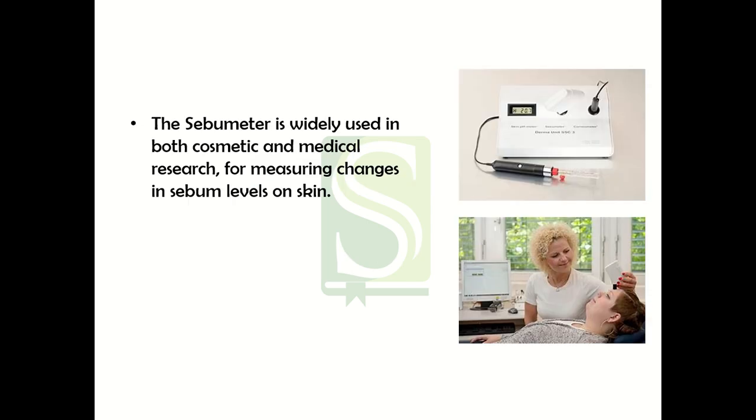Hello dear students, today we are going to learn about Sebumeter. Now Sebumeter is a device which is used to determine oiliness of your skin. Okay, so excessive oiliness or excessive dryness of the skin affects its appearance. So estimation of oiliness is very important.